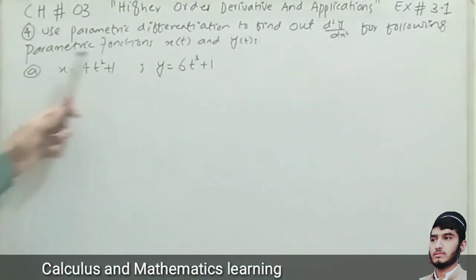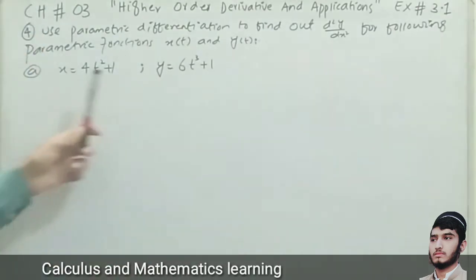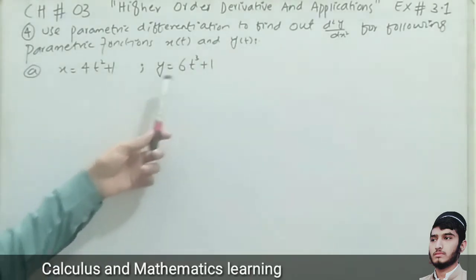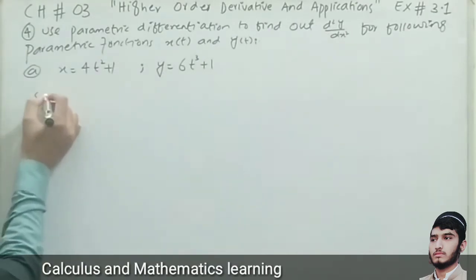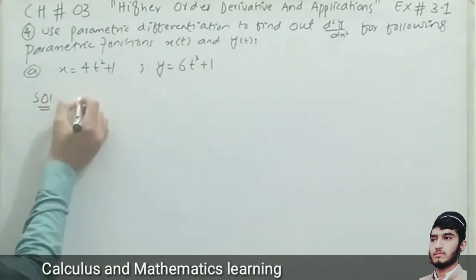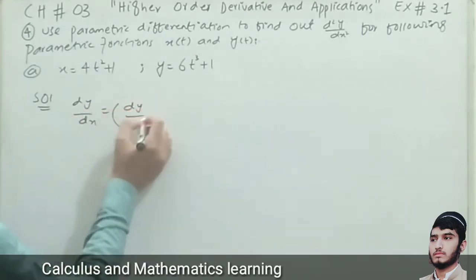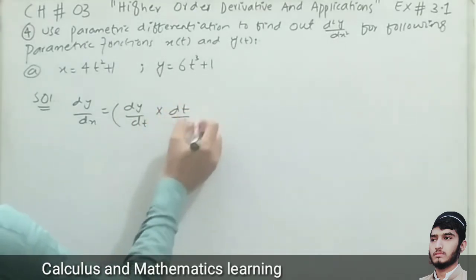It tells us to use parametric differentiation to find d square y by dx square for the following parametric functions x of t and y of t. We have two functions given. First is x in terms of t and the second is y in terms of t. So you know that when two functions are given, we use the chain rule for derivative. Chain rule tells that dy by dx will be equal to dy by dt multiplied by dt by dx.